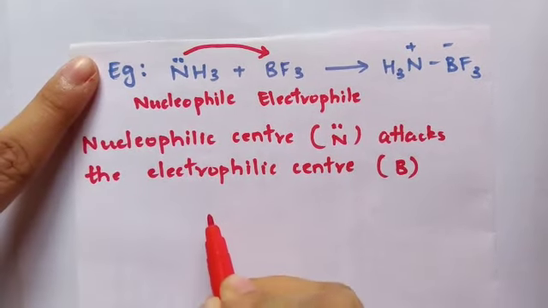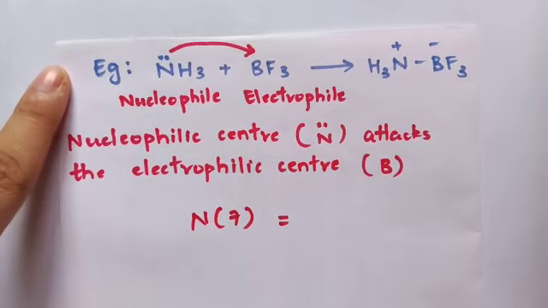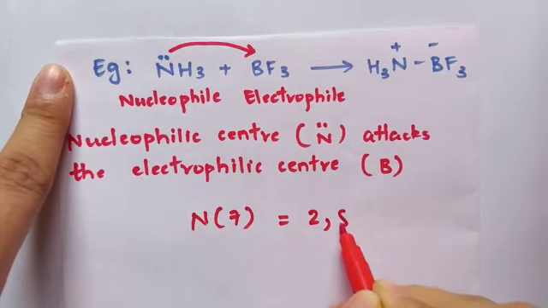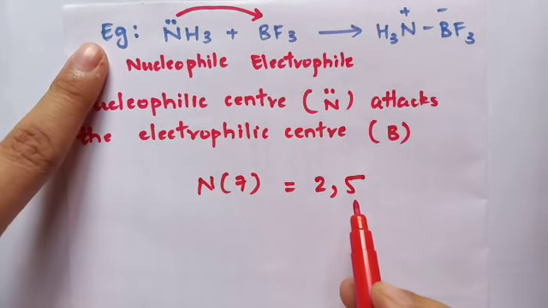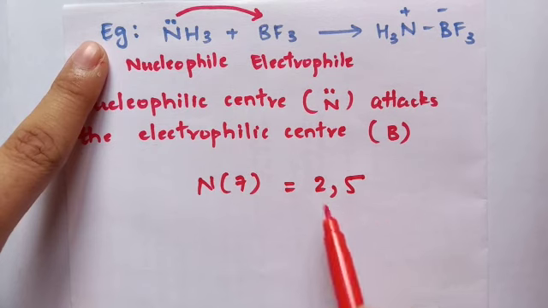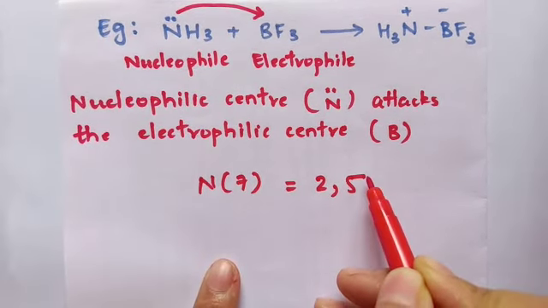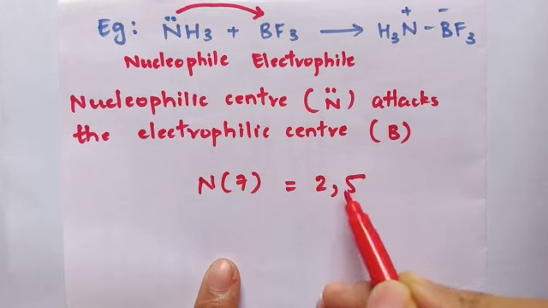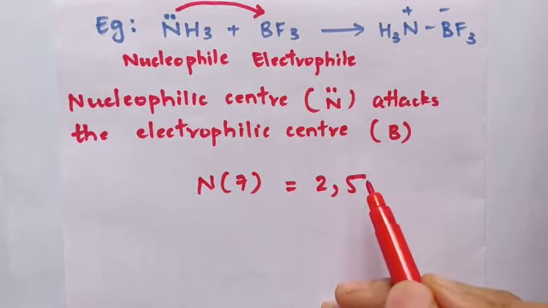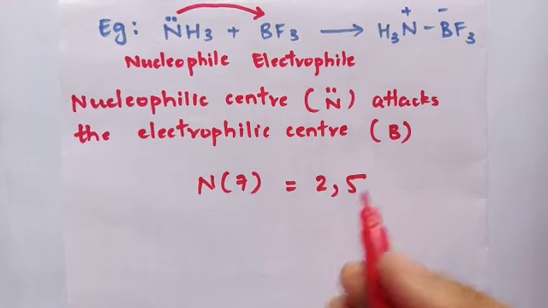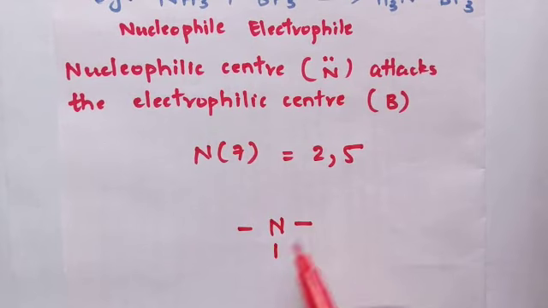Now students, see, the atomic number of nitrogen is 7, right? So the electron distribution is 2, 5. In the first shell there are 2 electrons, in the second shell there are 5 electrons. The second shell is the valence shell. To complete the octet, it needs 3 more electrons. That is the reason nitrogen forms 3 bonds, it has valency 3.